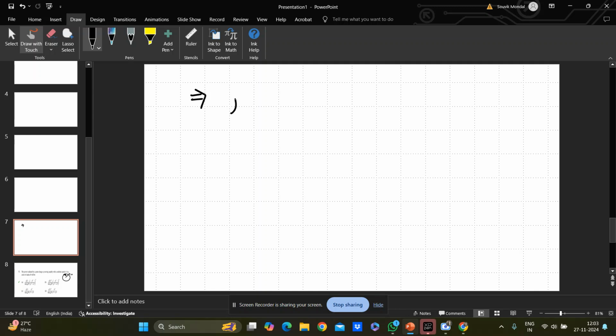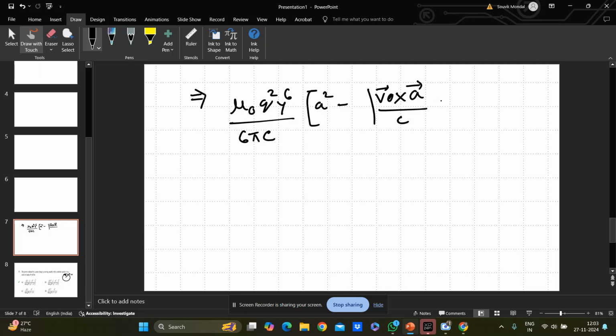So the formula for this is mu naught q squared by 6 pi c, times gamma to the power 6, times (a squared minus (v cross a) squared over c squared). V is the velocity, a is the acceleration, and gamma is the special relativity gamma. What is gamma? Gamma is simply 1 by root under 1 minus v square by c square.